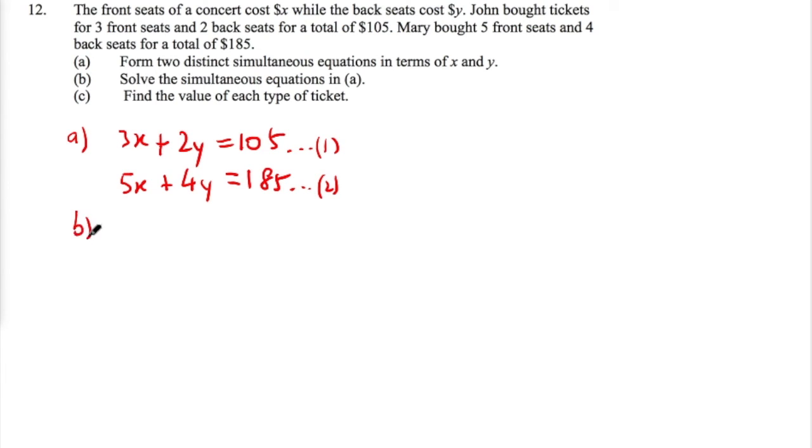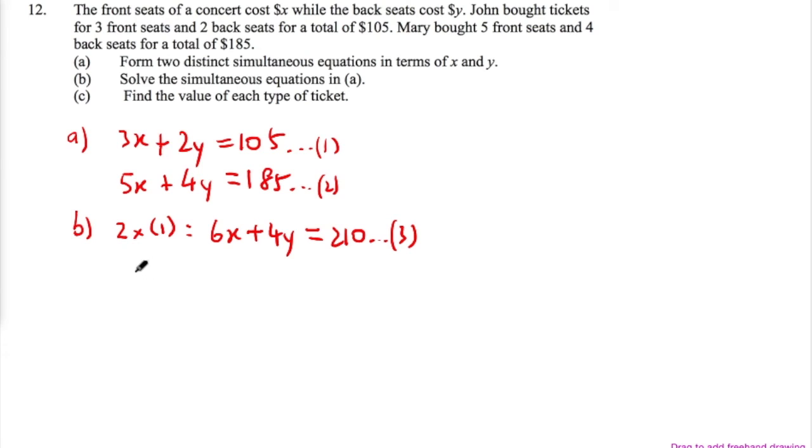In part B, we must solve these equations. To solve them, we need a common term in y, so we need a 4y, and we get it by multiplying the first equation by 2, giving us 3x times 2, 6x, plus 4y equals 210, equation 3. Now we have a common term in y.